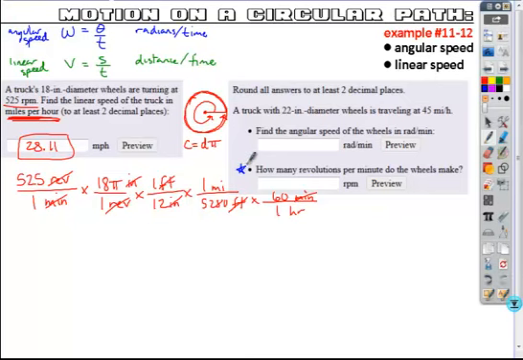By finding the revolutions. All right, so what we want to do is find revolutions per minute. So identifying what your units are, revolutions per minute. Okay, so I know I want to start with 1 revolution. So 1 revolution is equivalent to what?